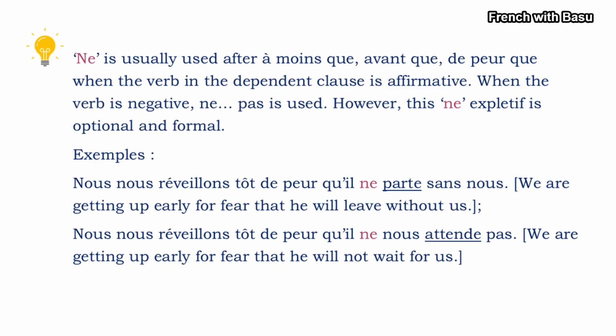Ne is usually used after à moins que, avant que, de peur que, when the verb in the dependent clause is affirmative. When the verb is negative, ne, pas is used. However, this ne expletif is optional and formal. I will talk about the ne expletif in a video later in this channel. Nous nous réveillons tôt de peur qu'il ne parte sans nous. Nous nous réveillons tôt de peur qu'il ne nous attende pas.